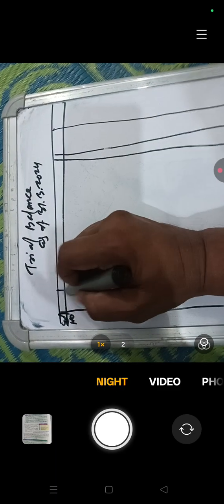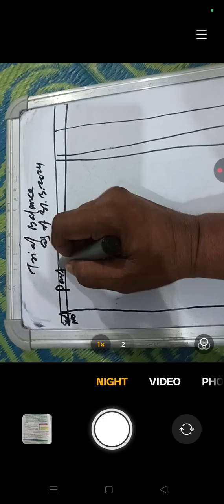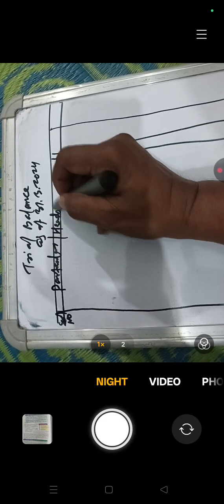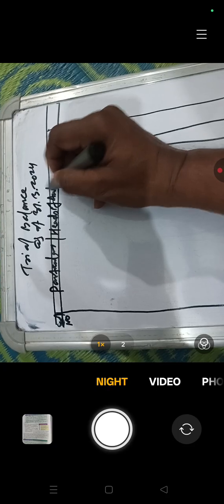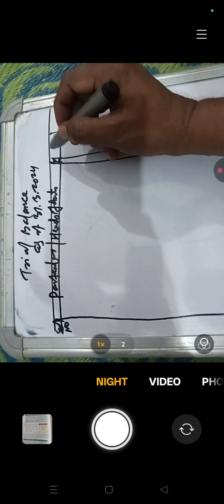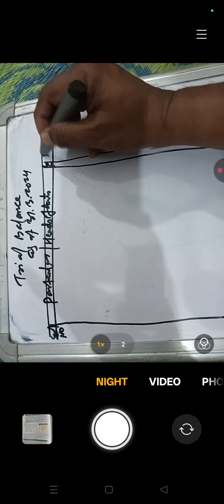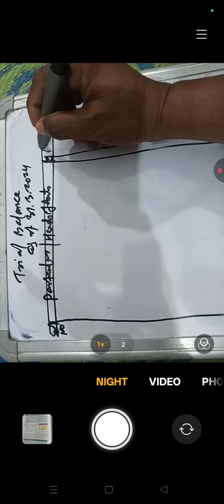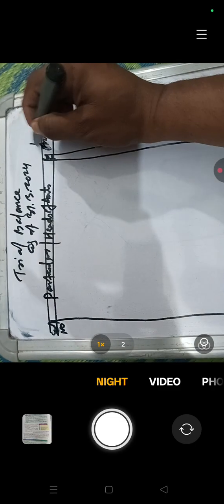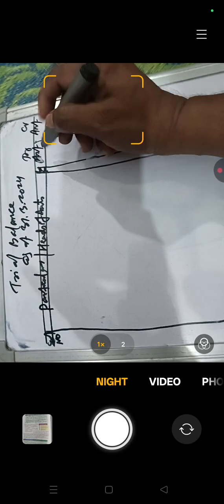This is the serial number. This is particulars or heads of account. This is LF, ledger folio, which means the ledger register's page number. This is the amount. This is for debit and this is for credit.